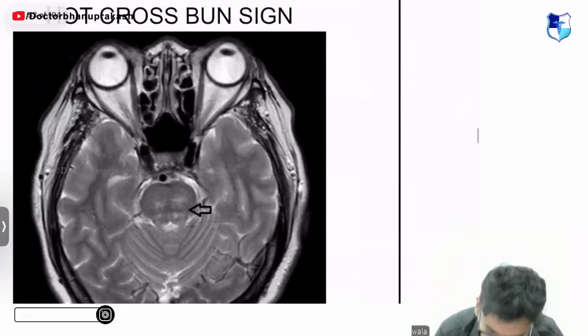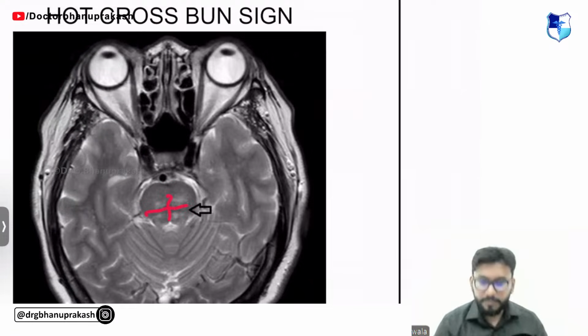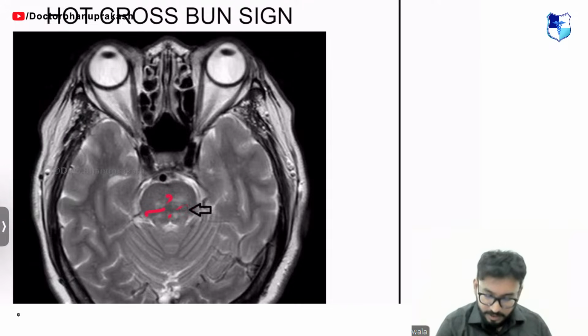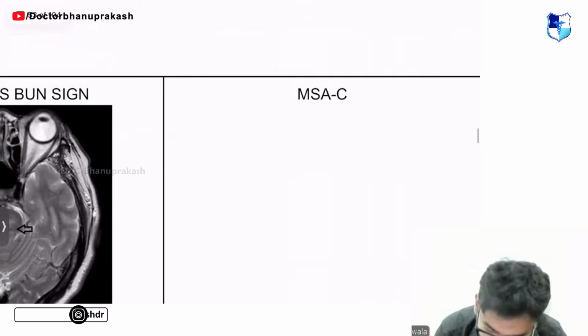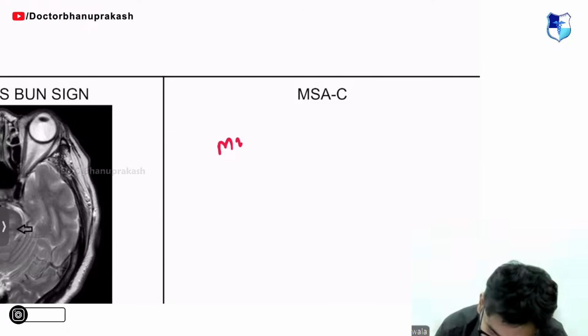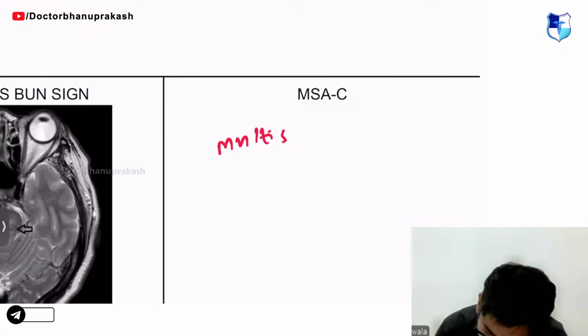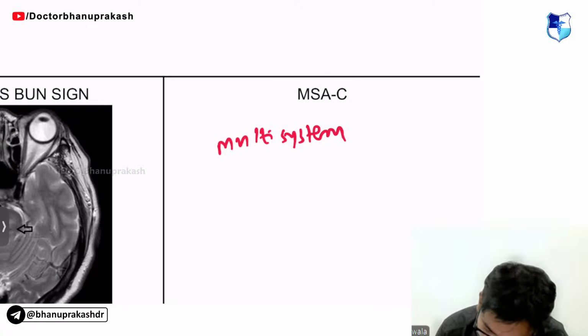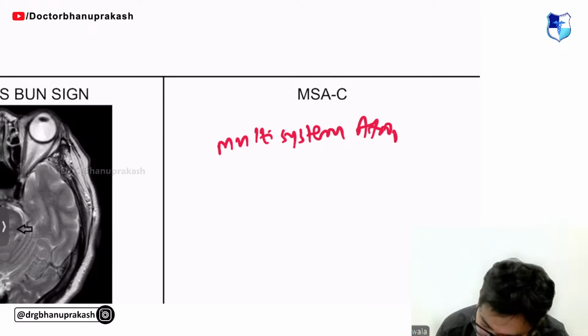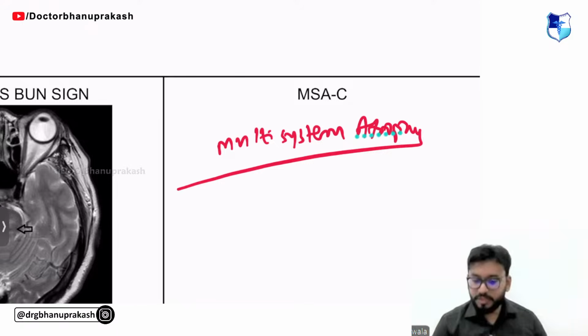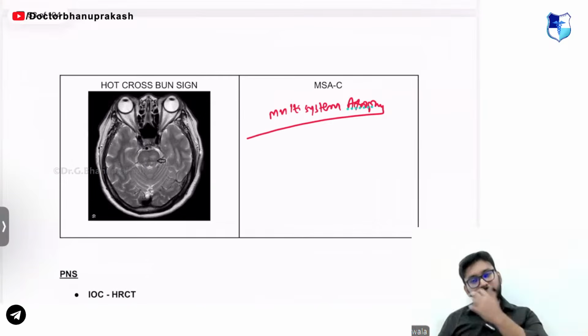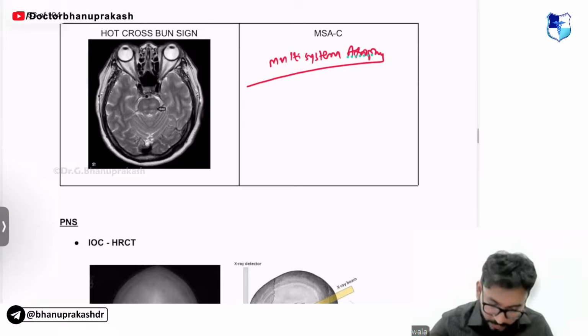And this is known as the hot cross bun sign. Can you see this hot cross bun sign, guys? This is seen in MSA-C type. MSA stands for multi-system atrophy. All these questions have been asked, guys, and all these are important. Just one-liners, just one point each, and we're moving on.